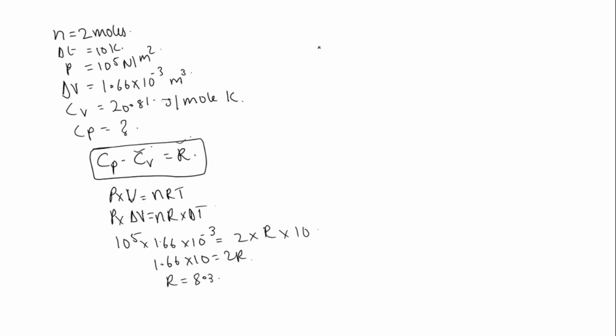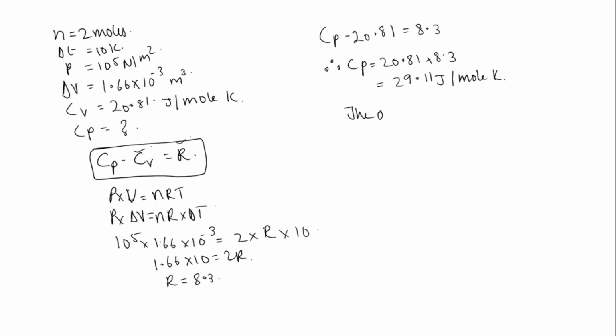So we know Cp minus Cv. Now we'll replace the values. So Cp we don't know, minus Cv, which is 20.81, is equal to R, which is 8.3. So therefore Cp is equal to 20.81 plus 8.3, which is equal to 29.11 joules per mole and Kelvin. So the option is 1.